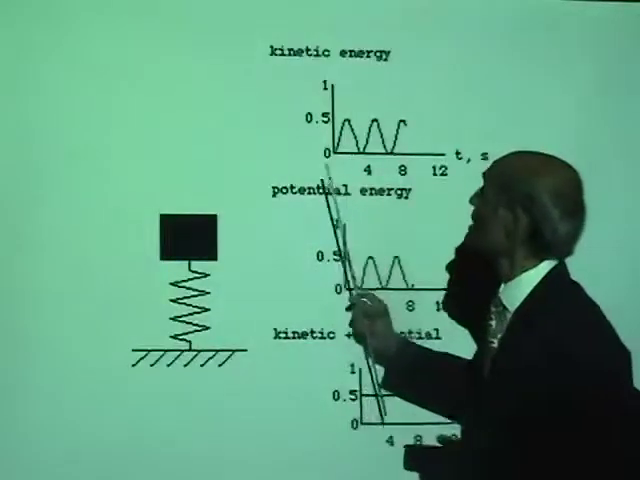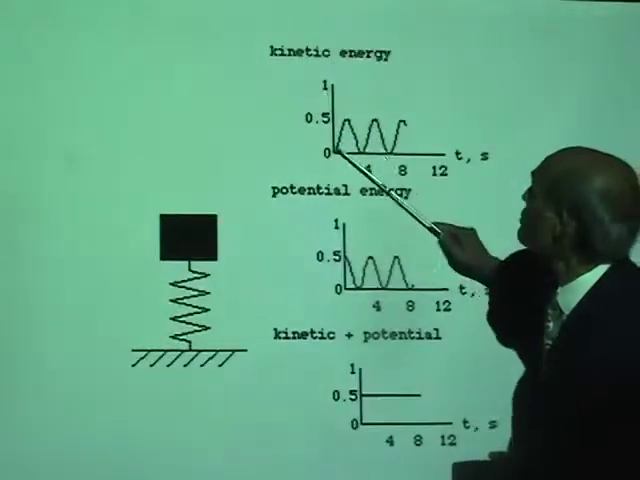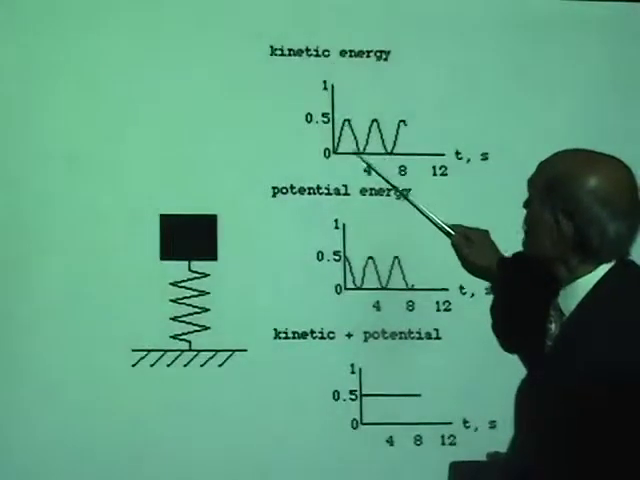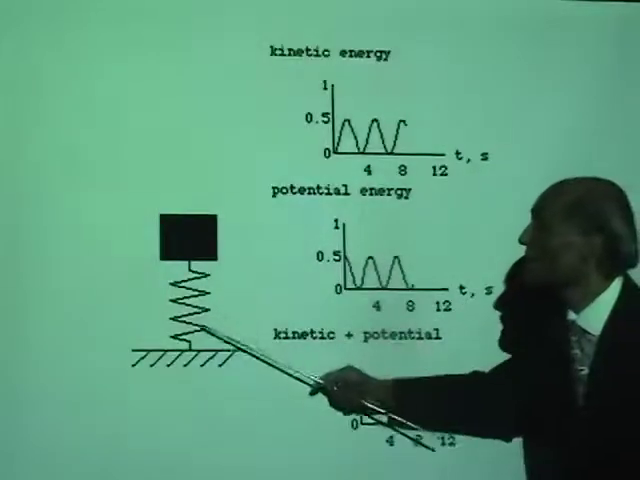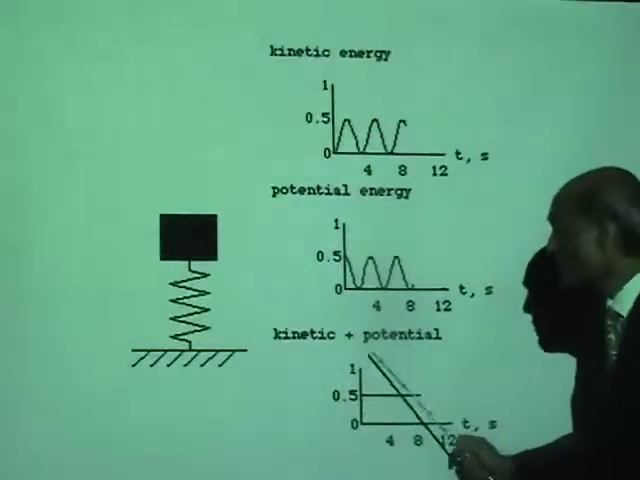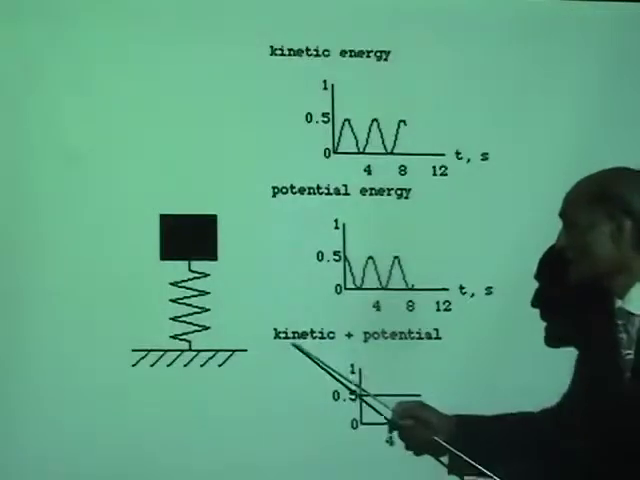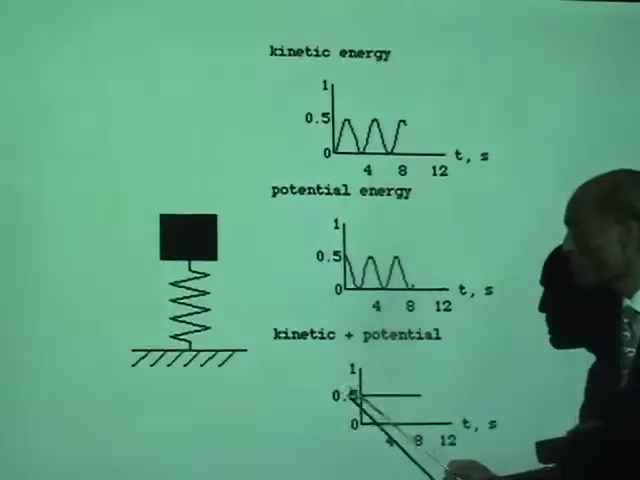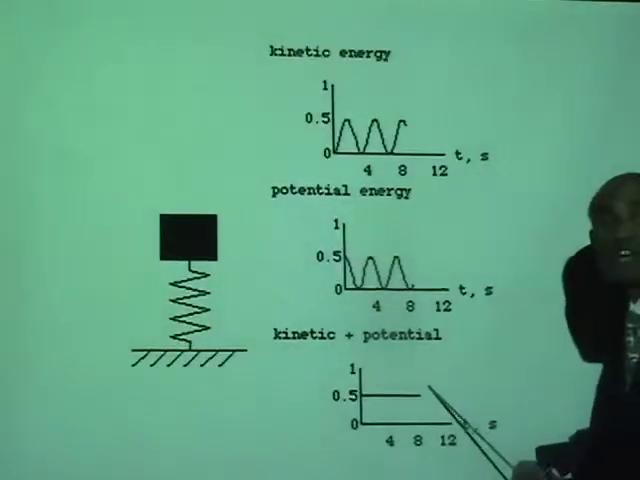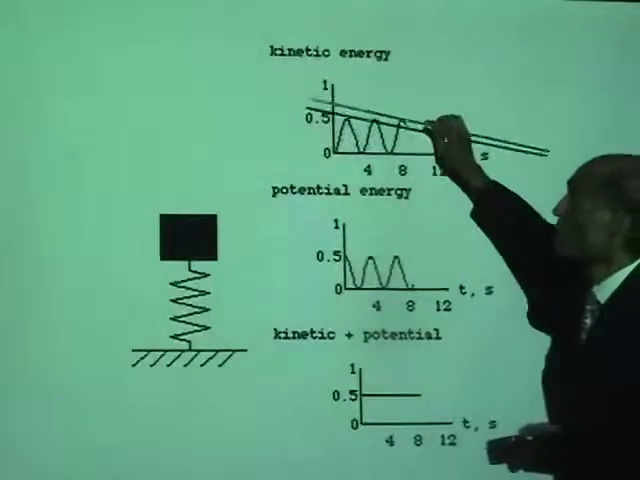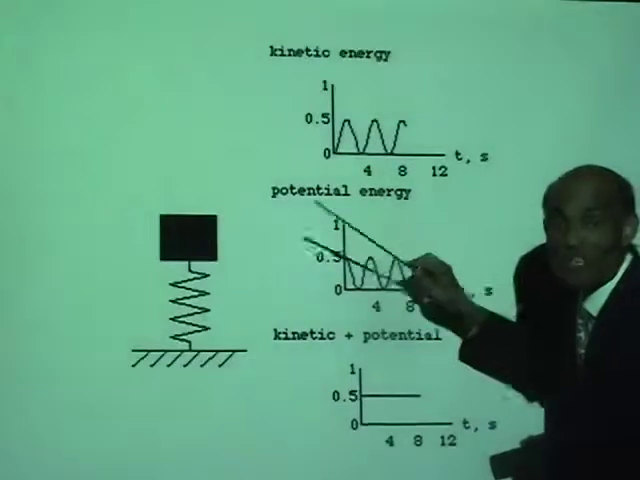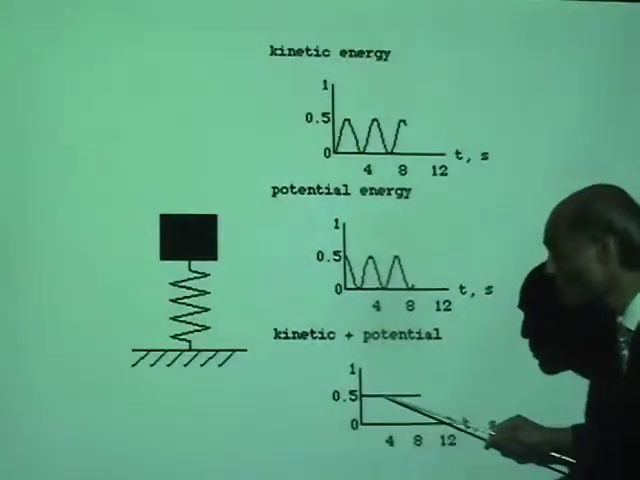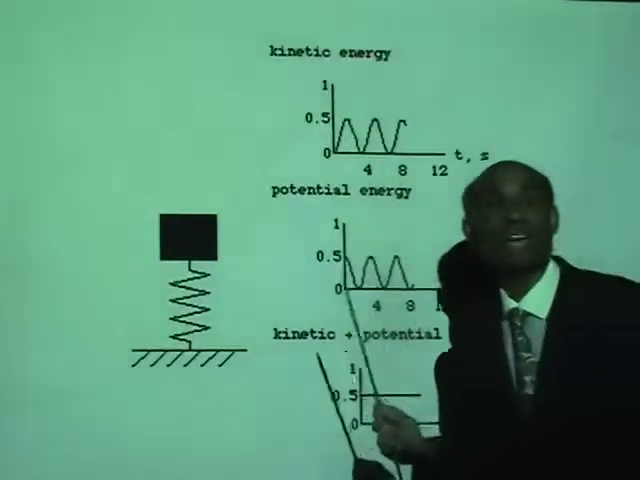Alright, look at this equation now. Kinetic energy changes, potential energy changes as the spring oscillates, but look at the total energy. Kinetic energy plus potential energy remains a constant. The kinetic energy changes, potential energy changes with time, but the total energy remains a constant.